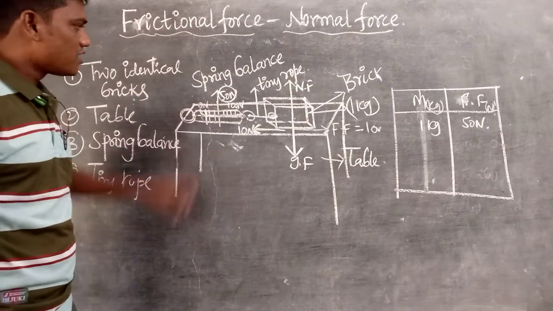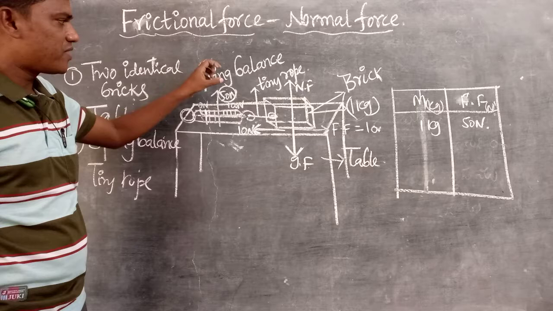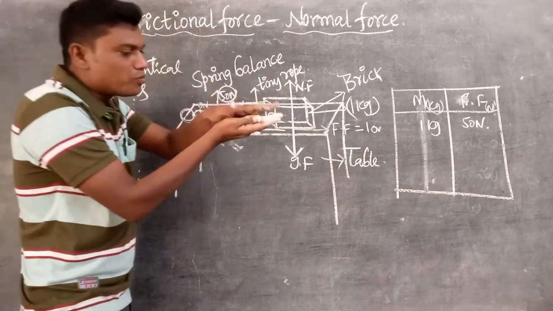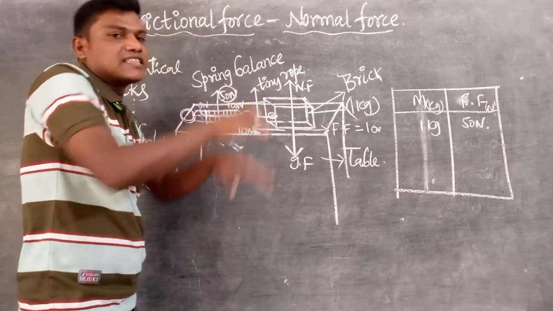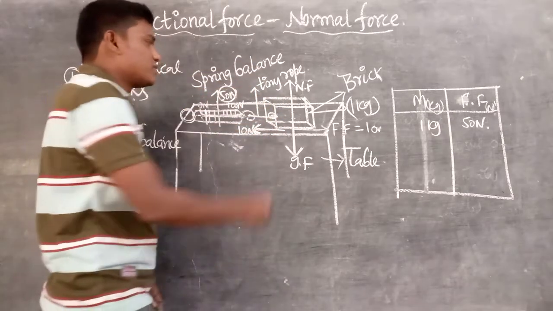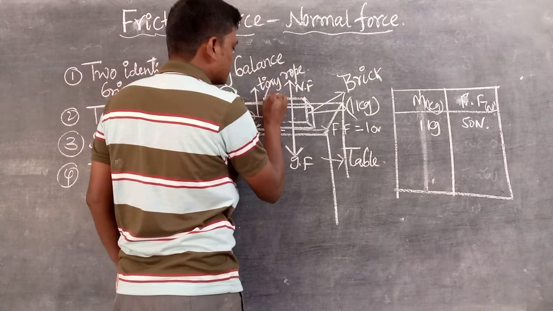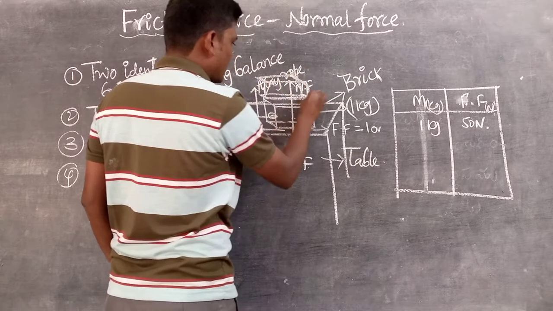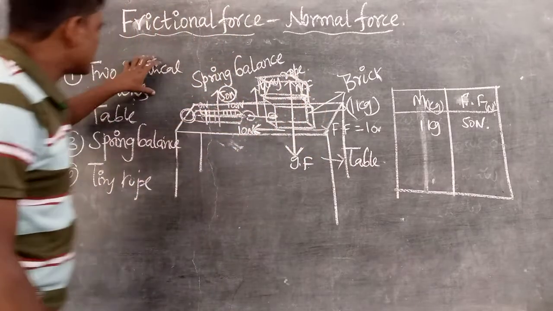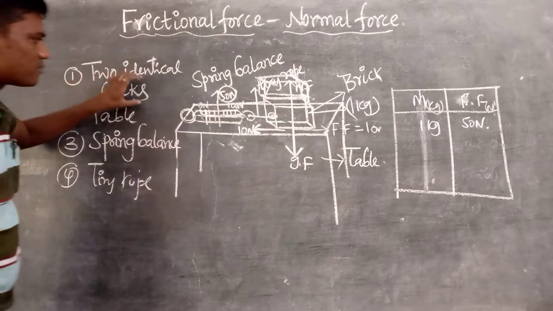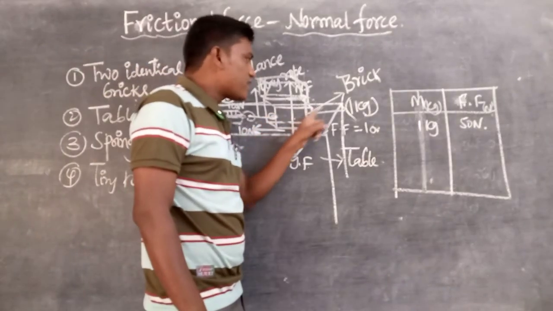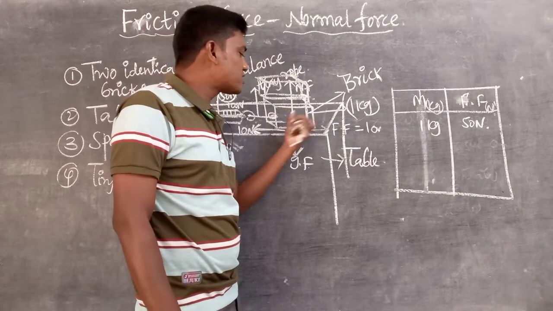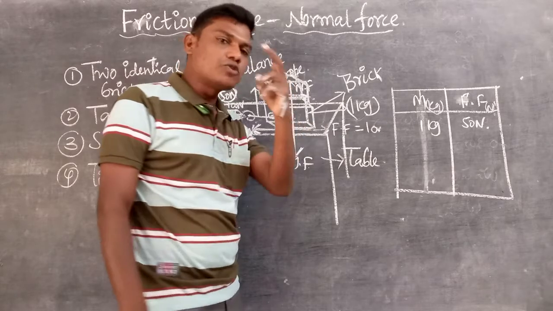Next, in the second case, we take another brick. The second brick is placed on top of the first brick, so two bricks are placed one upon the other, like this. Which type of bricks did you take? Two identical bricks. So the first brick's mass is 1 kg, and the other one is also 1 kg. Totally, we have placed 2 kg.